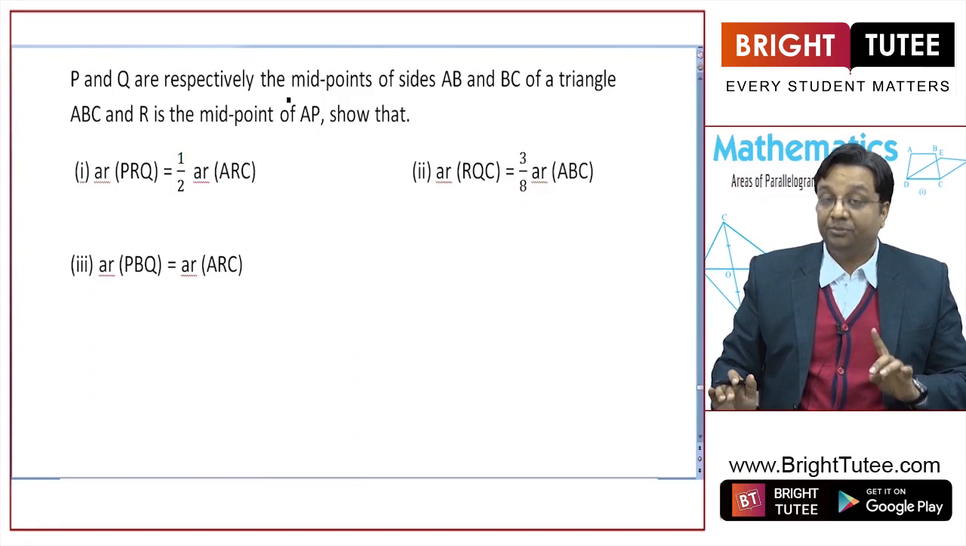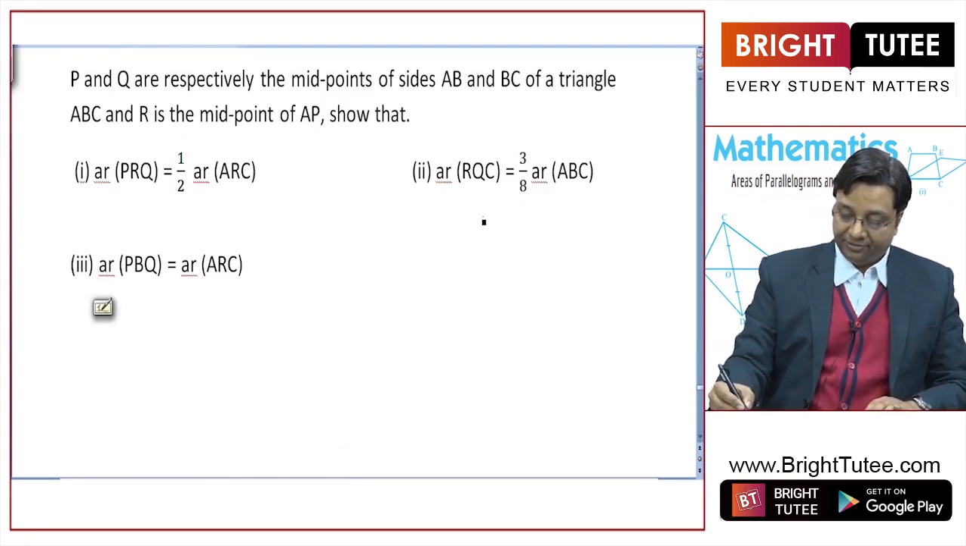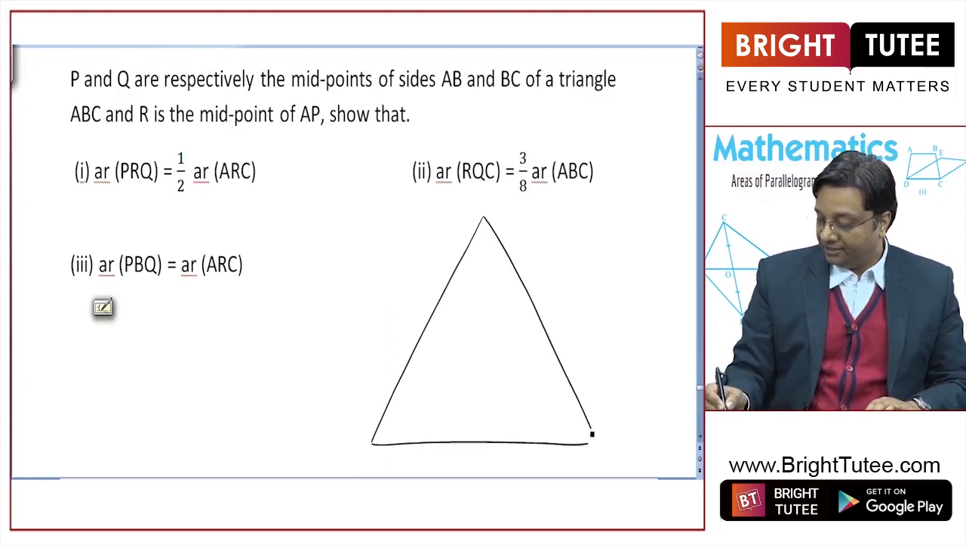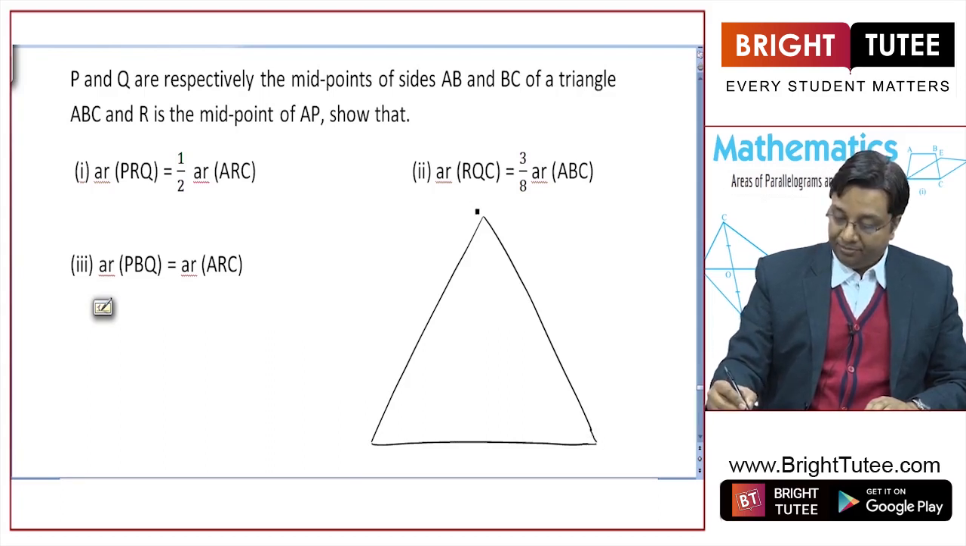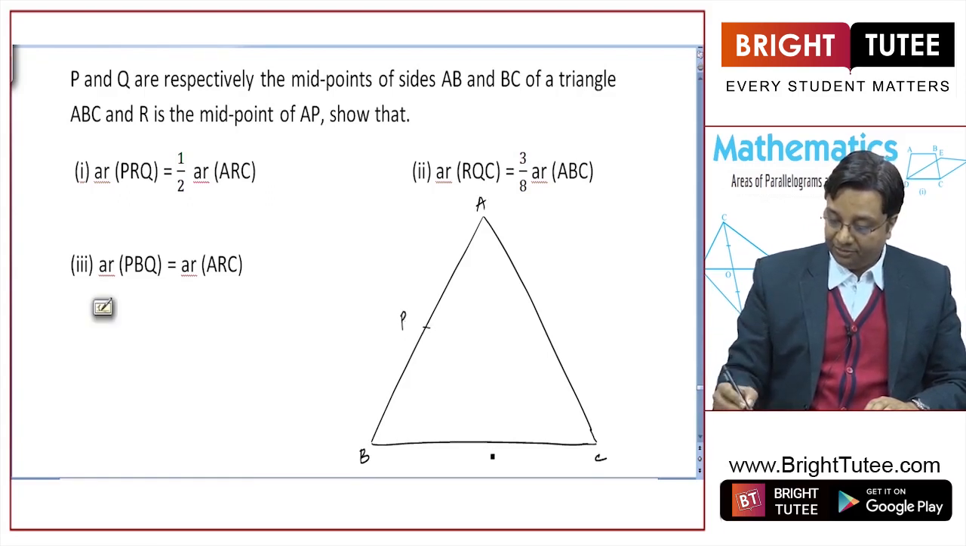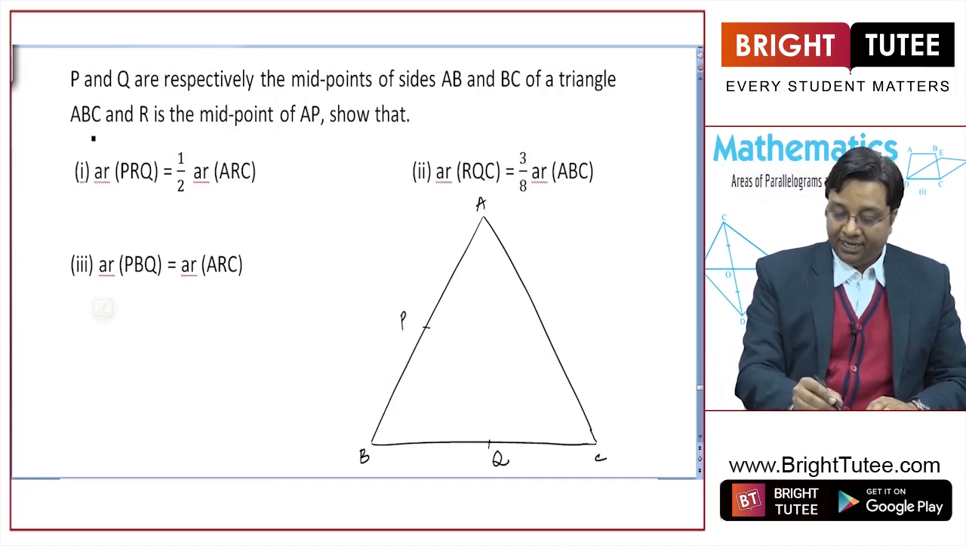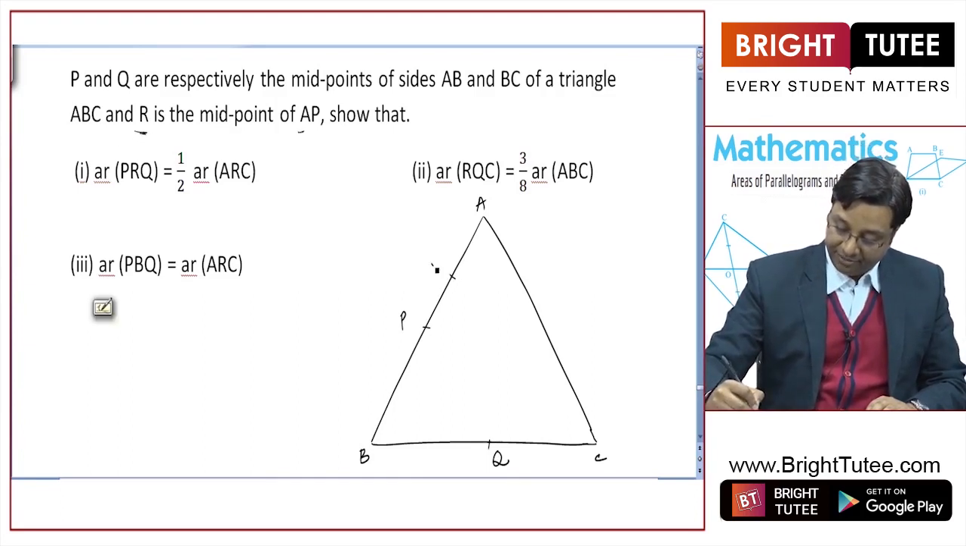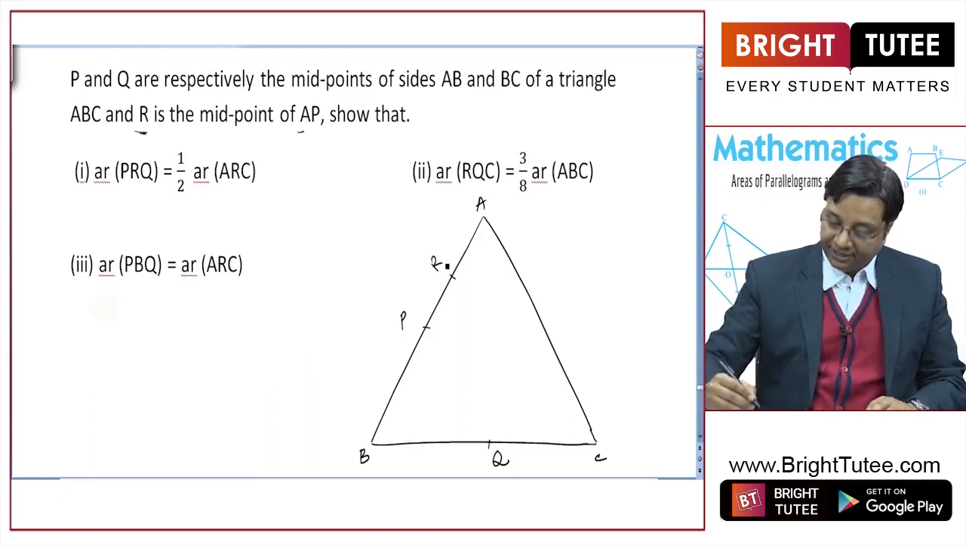P and Q are respectively the midpoints of sides AB and BC of a triangle. So first of all, let us draw this triangle, then understand this problem. A, B, C, P and Q. So P is the midpoint of AB and Q is the midpoint of BC. Okay. And R is the midpoint of AP. So R is the midpoint of AP. Right. So now you understand.